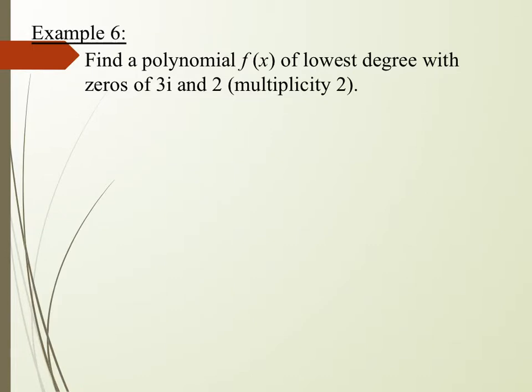So in example 6, we want to find a polynomial of the lowest degree with zeros of 3i and 2 with a multiplicity of 2. Because we have a complex number 3i, we know that the conjugate is also part of the polynomial. So in this particular case, we have f of x equals some sort of constant a times x minus 3i, x plus 3i, times x minus 2 squared.